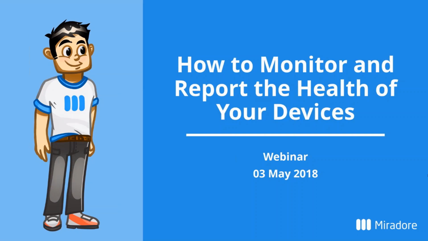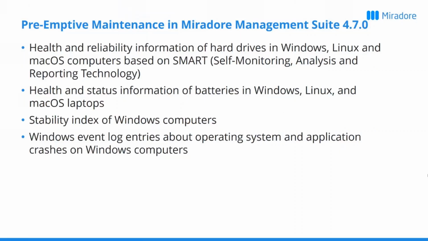So our topic today is how to monitor and report the health of your devices, which is basically preemptive maintenance. And the new inventories related to this in the new Miradore Management Suite version 4.7.0 are the health and reliability information of hard drives in Windows, Linux, and macOS computers. And this is based on the SMART information. SMART is short for self-monitoring, analysis, and reporting technology. So the hard drives have this kind of information in them, and we are then just reading it.